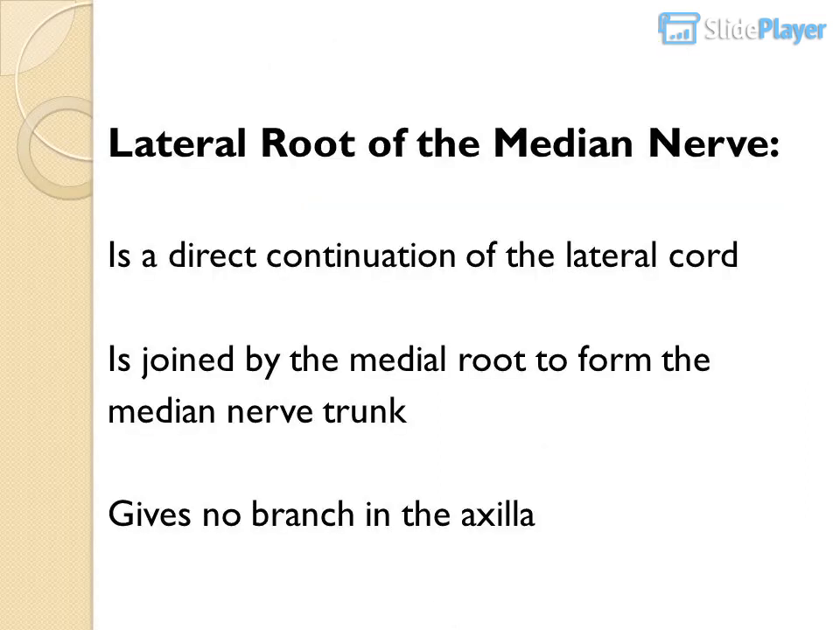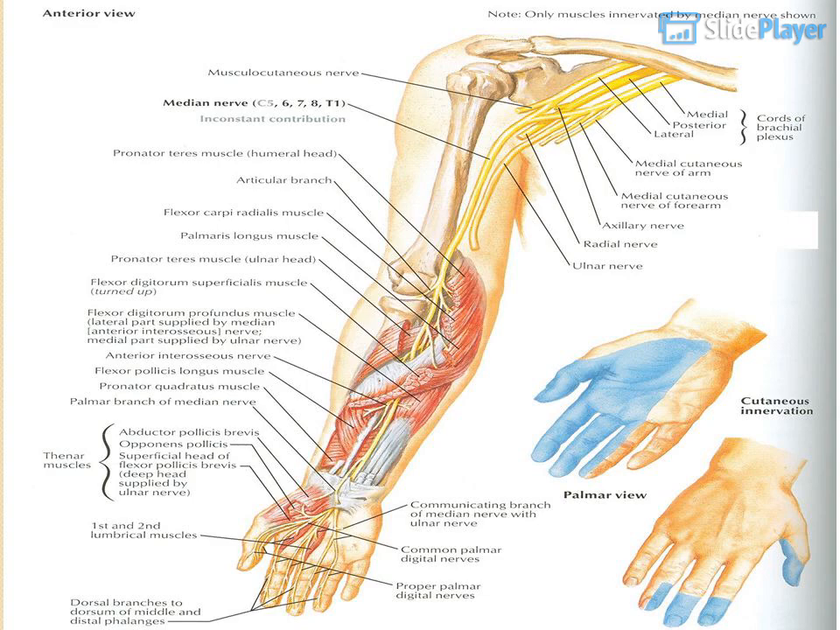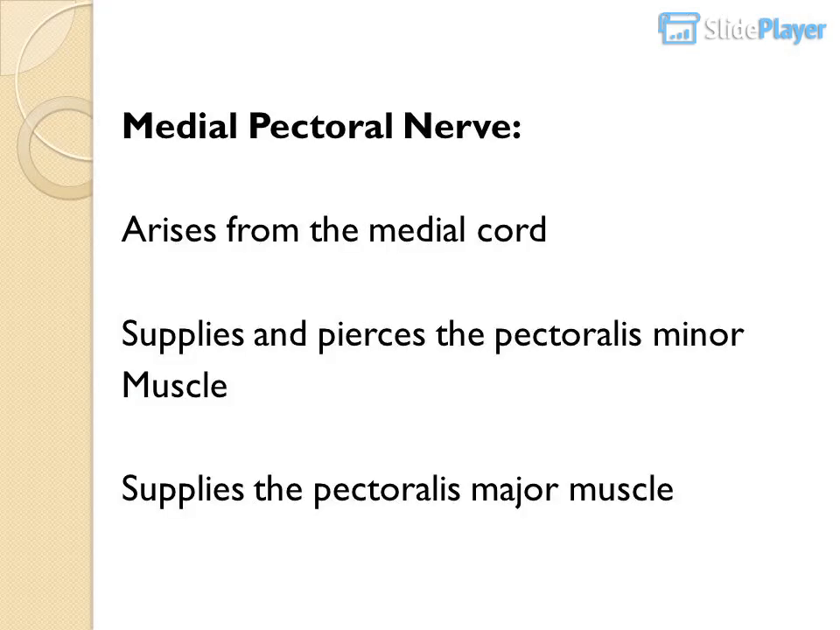Lateral root of the median nerve. Is a direct continuation of the lateral cord. Is joined by the medial root to form the median nerve trunk. Gives no branch in the axilla. Medial pectoral nerve, arises from the medial cord, supplies and pierces the pectoralis minor muscle, supplies the pectoralis major muscle.